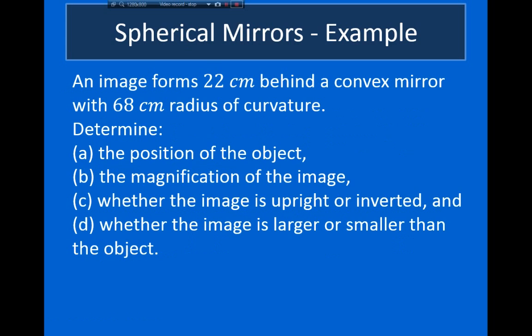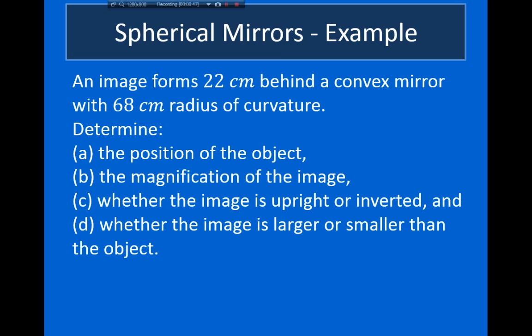So let's take a look at a couple of examples. The first example says, an image forms 22 centimeters behind a convex mirror which has a radius of curvature of 68 centimeters. The question asks us to find the position of the object, the magnification of the image, whether the image is upright or inverted, and whether the image is larger or smaller than the object. So the basic trick to solving these problems is just figuring out the sign for the object and the focal length. Once you have that, you're just going to plug these things into the lens equation, and then it's pretty easy to solve it from there.